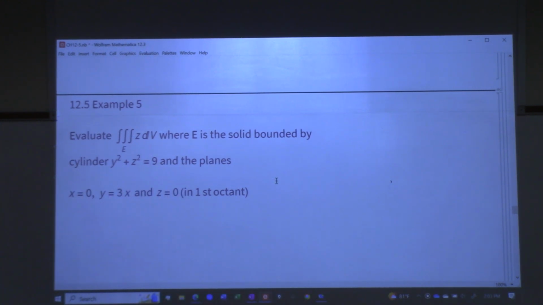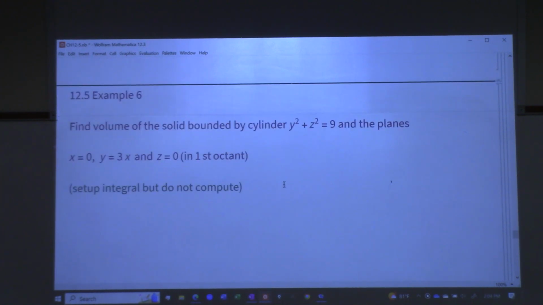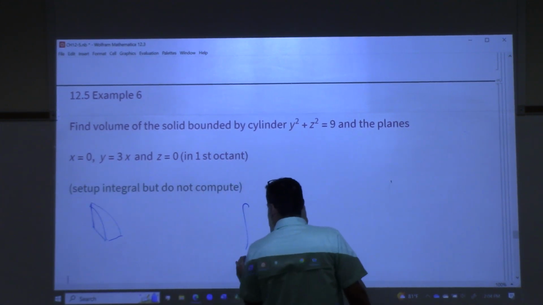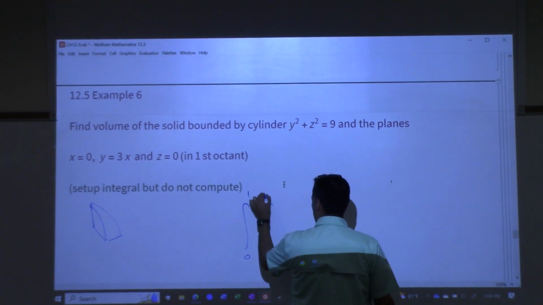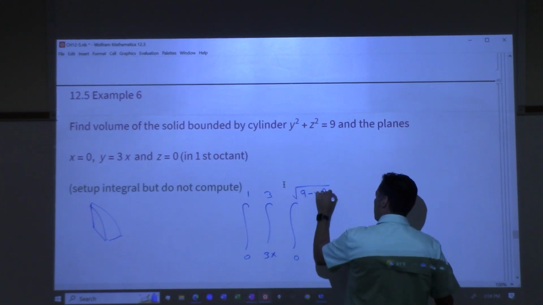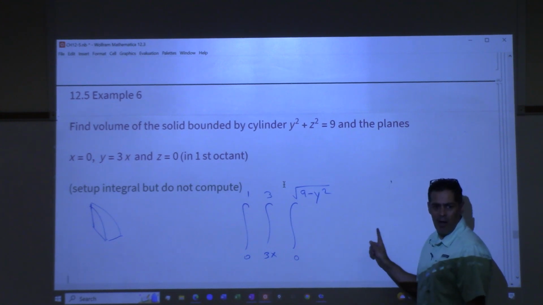Now, the next problem is saying, you know what? Give me the volume of that solid, that wedge. Yeah, so we're going to use the same setup with that wedge. There's our little wedge. It's the same exact limits of integration: 0 to 1, 3x to 3, 0 to square root of 9 minus y squared. That was our setup. But then we had z, and then dz, dy, dx.